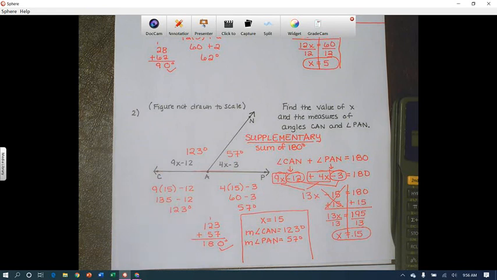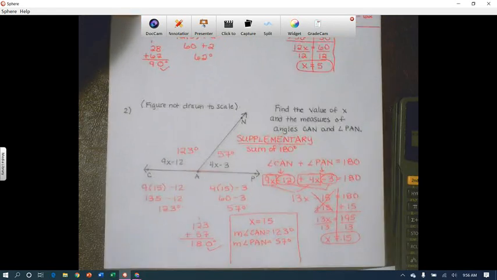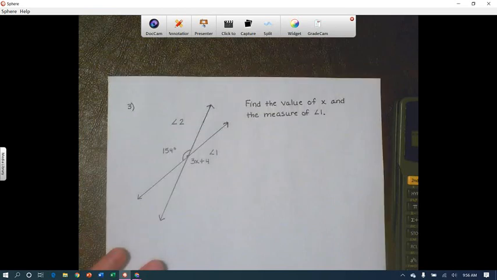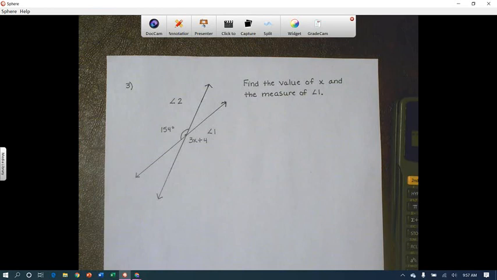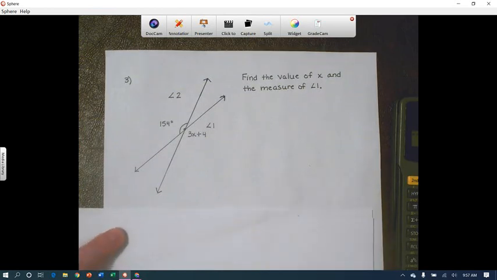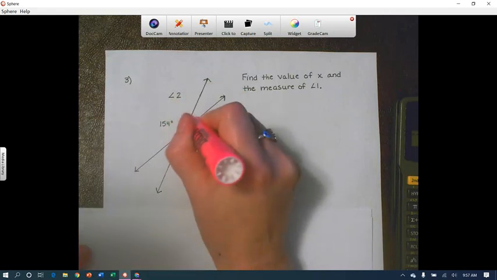And now we're going to move on to our last example. We've covered complementary and supplementary angles. And the last one that we have to cover are angles that look like this. So we need to find the value of x and then the measure of angle 1. So we know that this angle right here is 154 degrees.